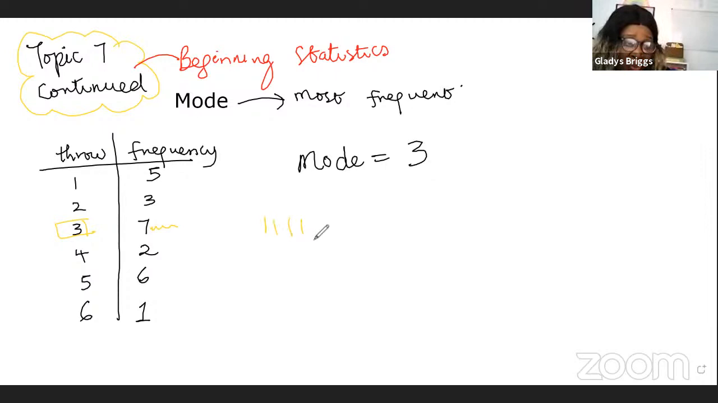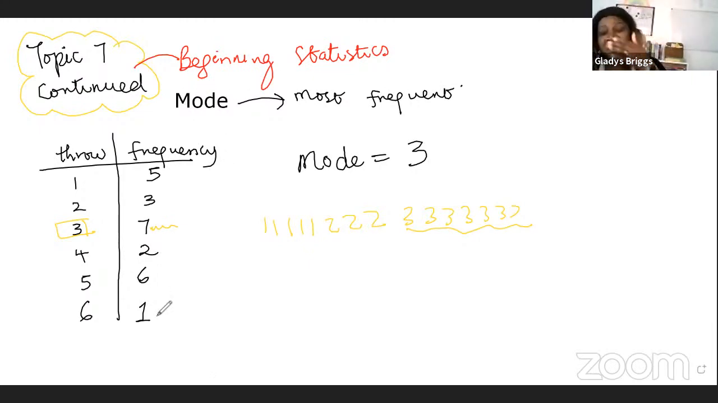If you wanted to write it all out, it would be 1 1 1 1 1, 2 2 2, 3 3 3 3 3 3 3. And so you can see that 3 is the one that occurs most frequently. So don't write in your book, it is 7. It is not 7 just because 7 is the highest number. Even though it says the most, it means the data that occurs most frequently, not the frequency. All right.